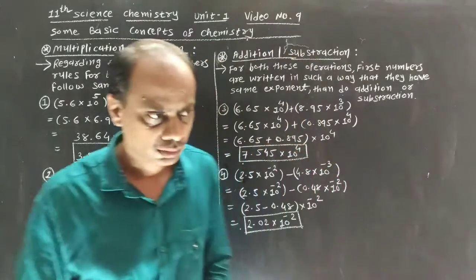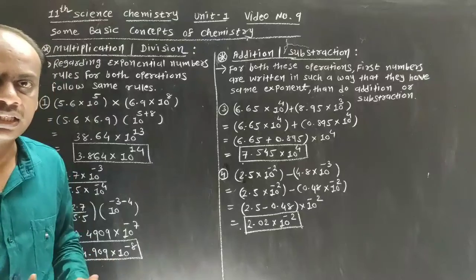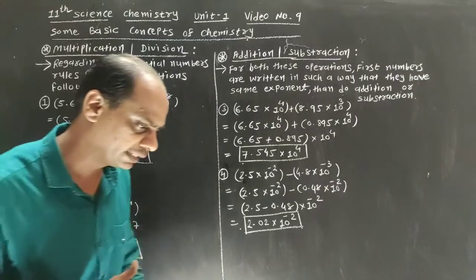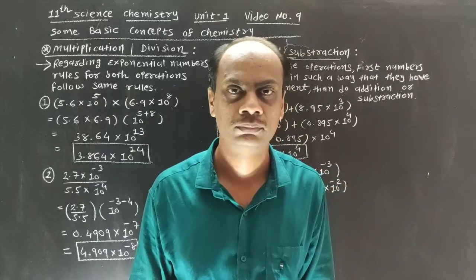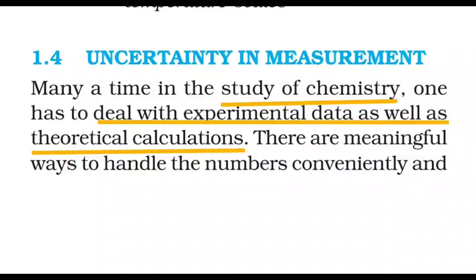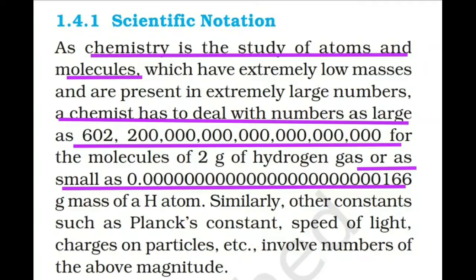Today we are going to deal with uncertainty in measurement and some scientific notation. Here, uncertainty in measurement. That is, many times in the study of chemistry, one has to deal with experimental data as well as theoretical calculations.